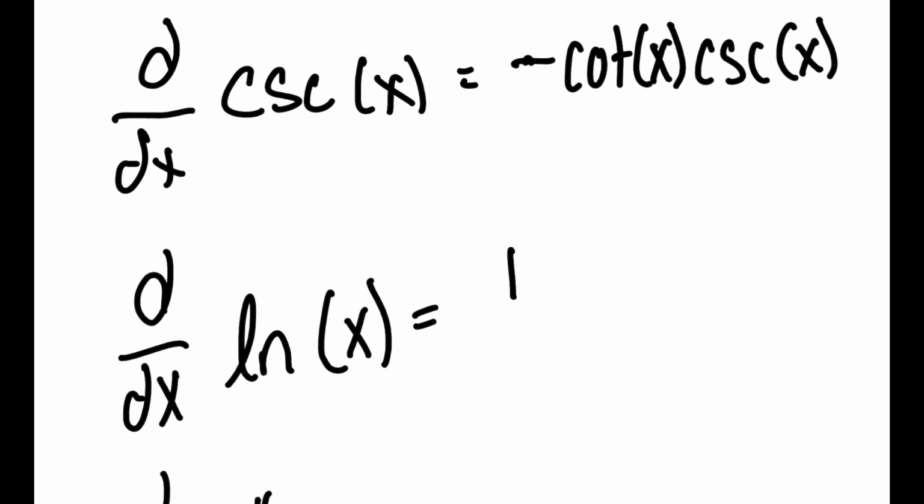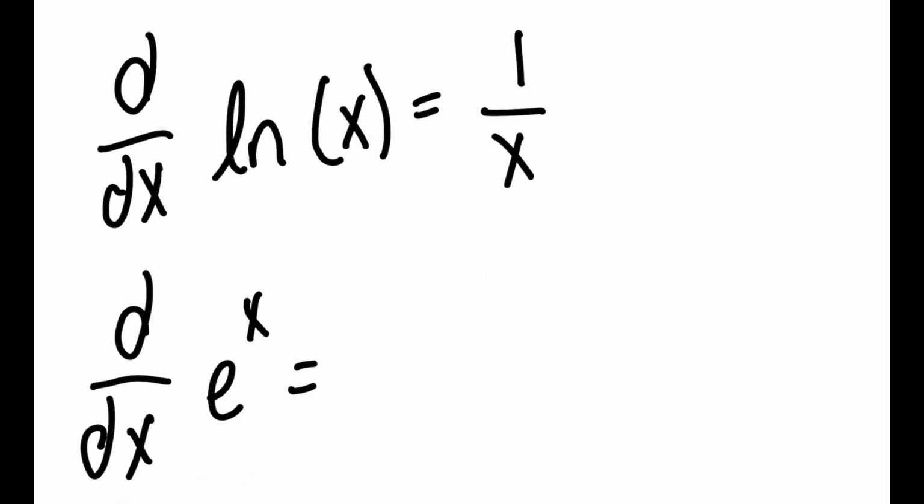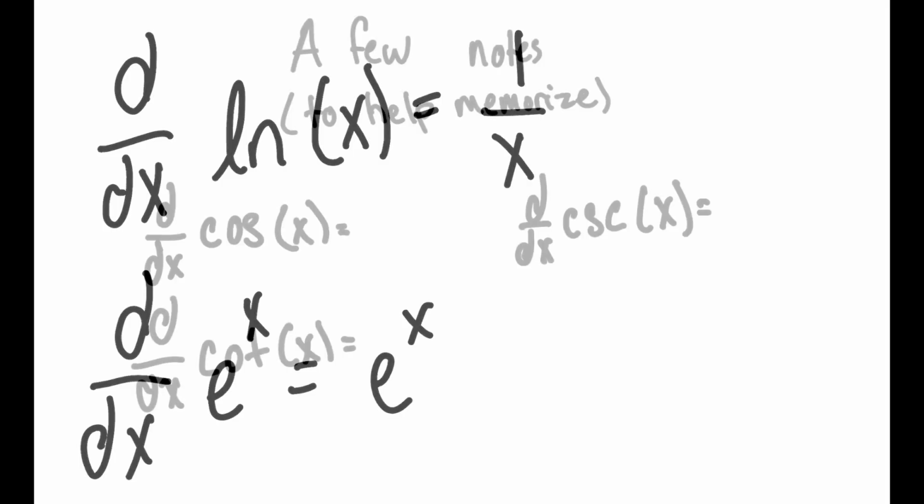The derivative of natural log is 1 over x. And lastly, the derivative of e to the x stays itself. It's just e to the x.